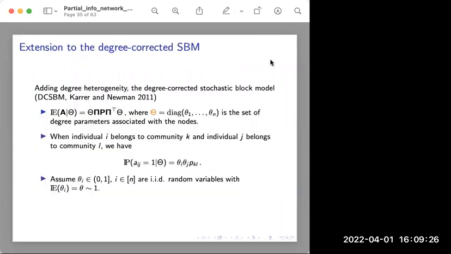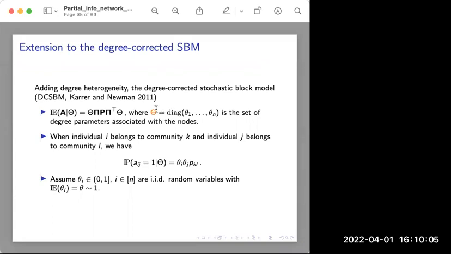Now, we can extend everything we have done so far for the SBM to the degree-corrected version. The reason we want to include degree correction is that the SBM is pretty restrictive, in many aspects, but one aspect it doesn't capture, and which we often observe in real networks, is the presence of hubs. Some nodes tend to have higher degrees than others. One way to account for this is to include some degree correction, as in the DCSBM model.